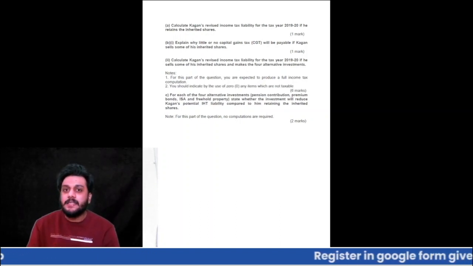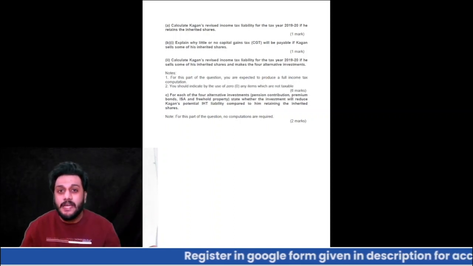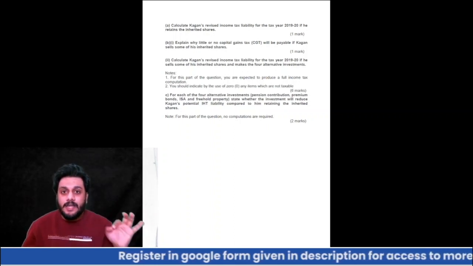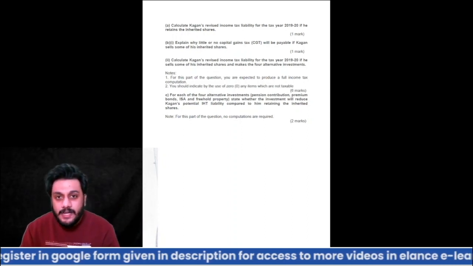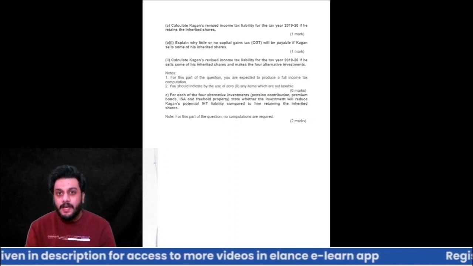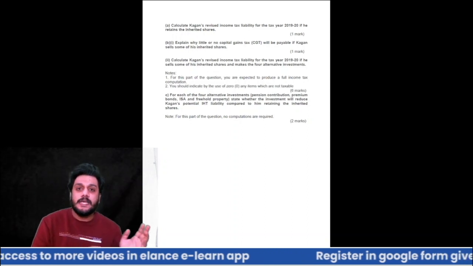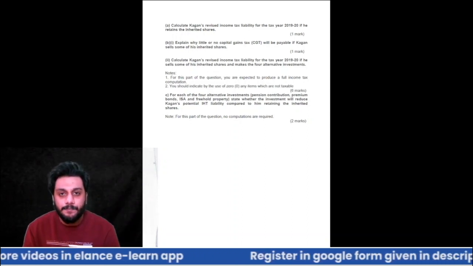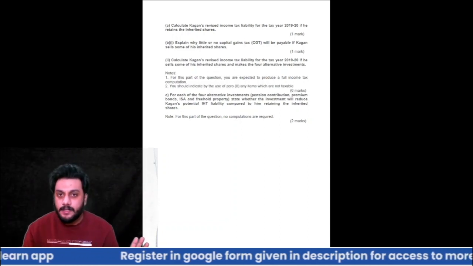Okay, the gain arising on the disposal would be covered with the annual exempt amount since he is not making any other disposal in the tax year. So the taxable gain arising on that disposal will be very minimal or it can be zero. That's why Kagan will not be required to pay any capital gains tax, or the capital gains tax that will be liable will be very little. Alright. So that is the answer to the first part of the second requirement.